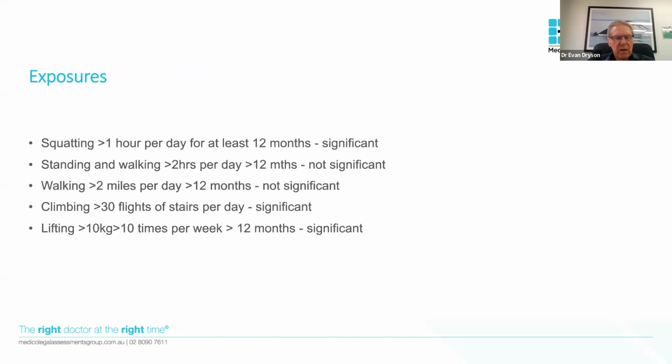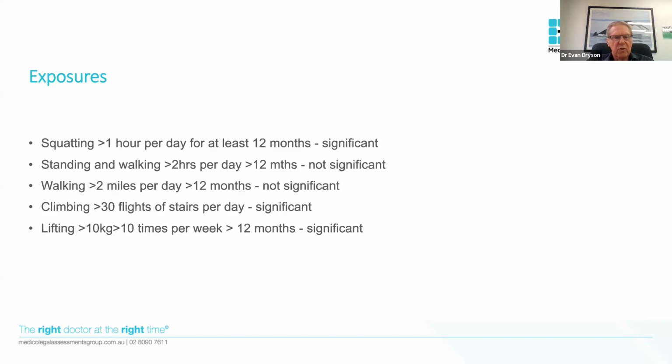So the same study, the systematic review and meta-analysis, did try to quantify how much exposure would be required before there was a significant risk of a meniscal tear. So you can see that squatting for more than an hour per day for at least 12 months does have a significant risk exposure for a meniscal tear. Standing and walking, on the other hand, and this was defined as more than 2 hours per day for at least 12 months, did not show a significant risk factor with meniscal tears.